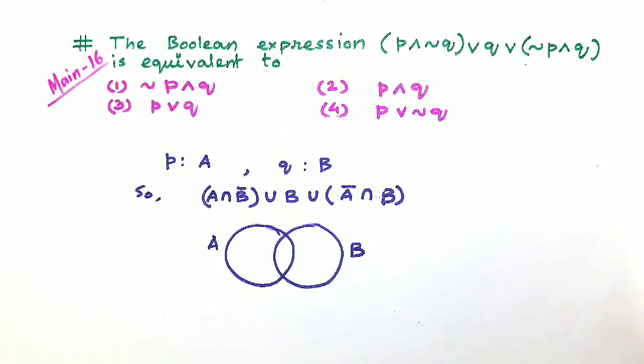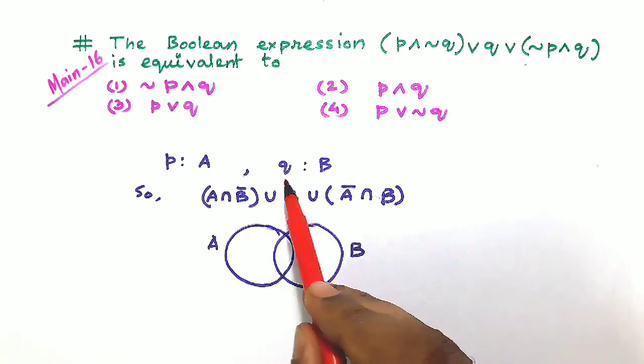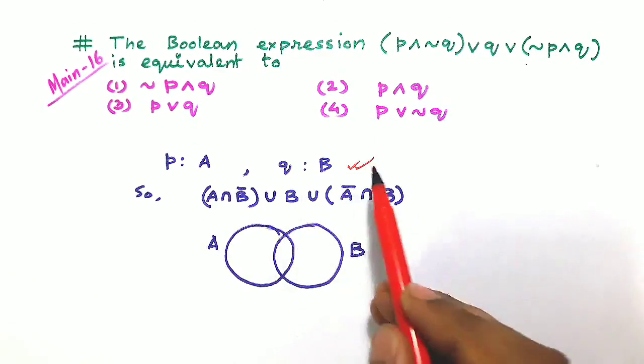Now we shall not follow the traditional way, because in the traditional way you have to follow the distributive property and many more, and it will take too much time. For this we shall use the concept of set theory. Let us consider P as set A and Q as set B. Okay, this is the first step.